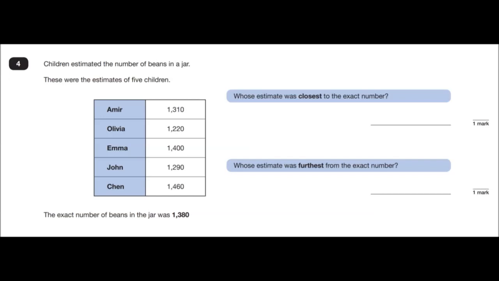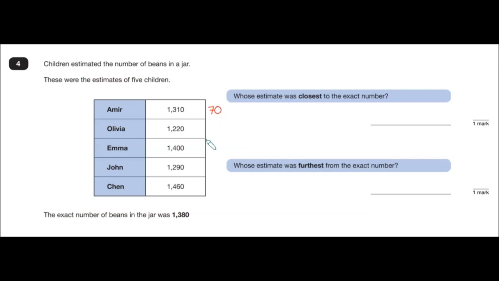Now, to do this, I'm going to write down next to each of the children's estimates how close they were to the exact number, which is 1,380. So starting at the top, Amir guessed that there were 1,310 beans. So if we subtract this from 1,380, we can find out how far away his estimate was. So 1,380 minus 1,310 equals 70. So I'll write that down there just to keep track.